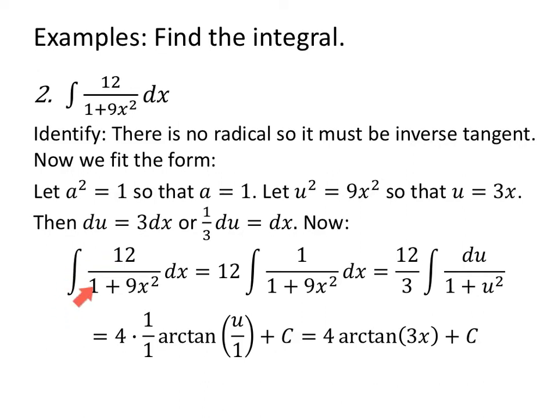So the integral of 12 over 1 plus 9x squared dx, I could take the 12 out in front. The integral of 1 over 1 plus 9x squared, I replace dx, don't forget the dx. I replace the dx with the 1/3 du. Still have my 12 out there, so 12 over 3 du. And my integrand, 1 plus u squared in the denominator. 12 over 3 gives us the 4. The form, the integral, using arctangent, will be 1 over a, so 1 over 1, arctangent of u over a, plus our constant. 4 times 1 is 4. Replace u with our 3x, and I have 4 arctangent of 3x.